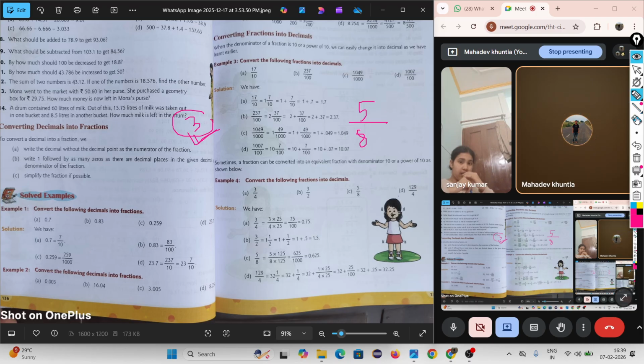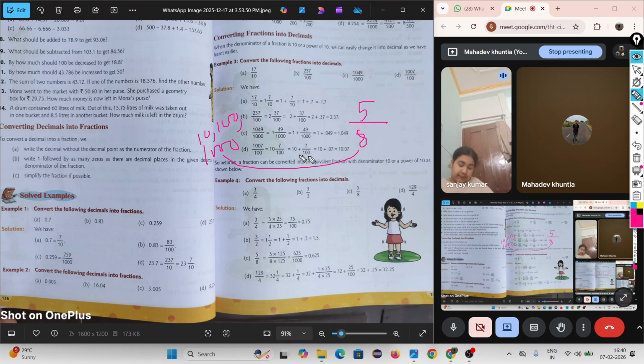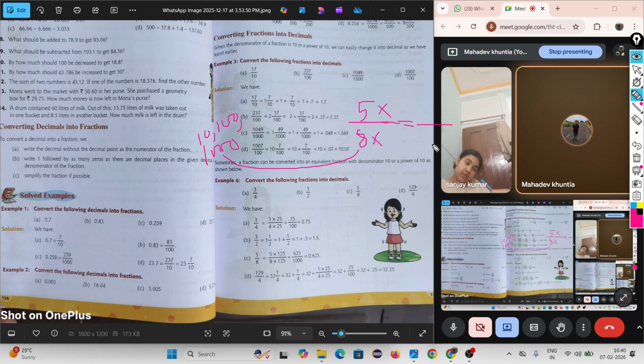Focus. 5 upon 8. Can we convert 8 into 10? No. 100? No. 1000? Yes. So what do you multiply with 8 so that the result becomes 1000? Divide 1000 by 8. Whatever quotient you get, that is the result.